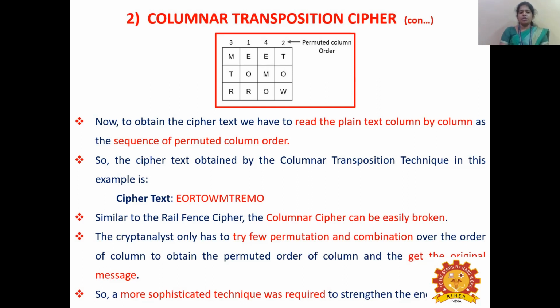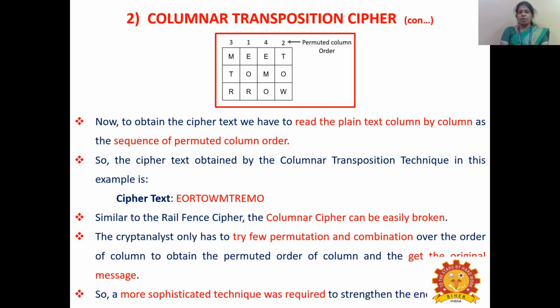Here we are performing pure permutation and combinations, and we are just converting the plain text to a ciphertext. If the cryptanalyst tries a few permutation and combinations over the order, he or she can get the original message easily. We are given a 3 by 4 matrix. We have to fill each and every cell. Then we give some permuted column order, which is nothing but your key. Using this, the cryptanalyst can easily break the message.